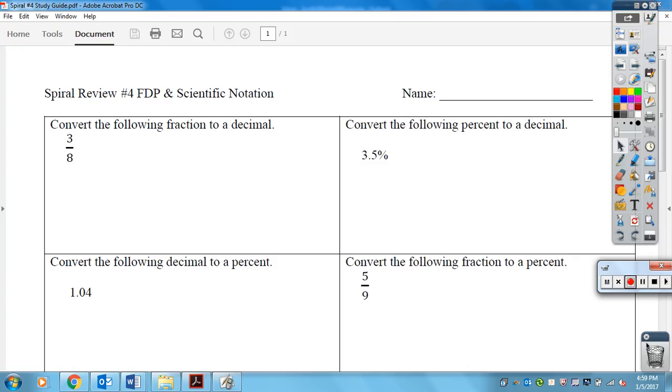This is the study guide for the spiral number 4 on FDP and sign implementation. We're just going to run through these, do a little bit of a review on some of these concepts. Convert the following fraction into a decimal.